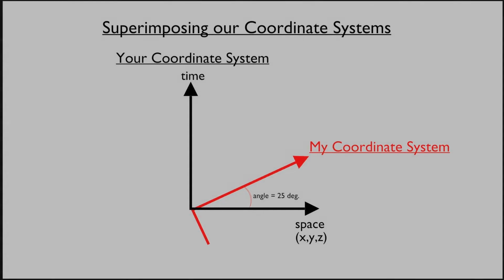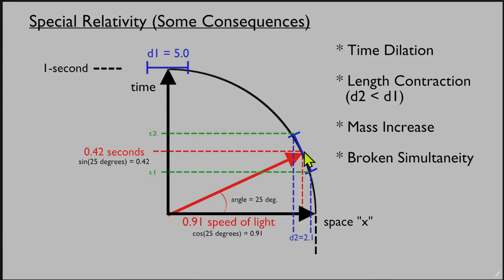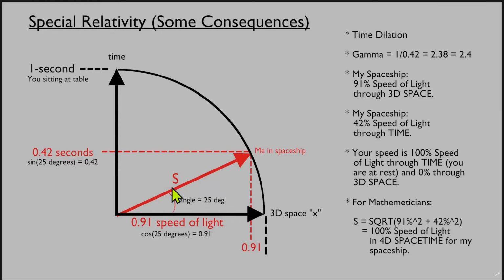So here we go. My spaceship is going 91% the speed of light, and there's a whole bunch of stuff going on here. We're going to start with time dilation. To begin with, we note that the projection of my red vector right here on your space axis is about 0.91. It's like a shadow, 0.91. That means I am moving at 91% the speed of light, okay? Second, we look at the projection of my red vector, or component, or the shadow on your time axis. That comes out to be 0.42. So what that actually means is that for every 1 second that passes on your clock or watch, only 0.42 seconds pass for me in my spaceship.